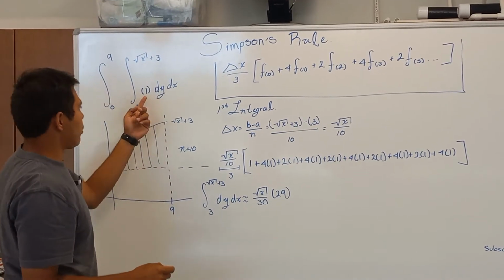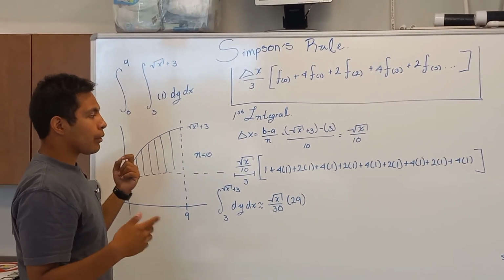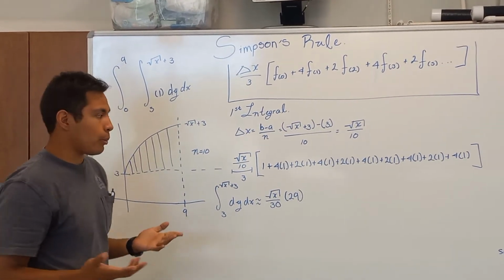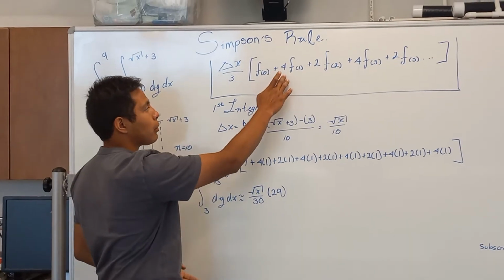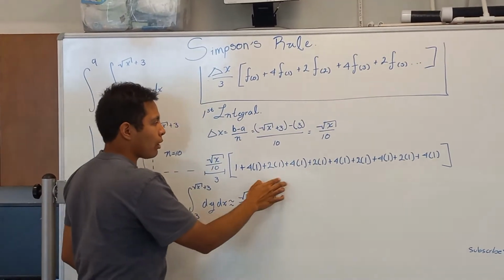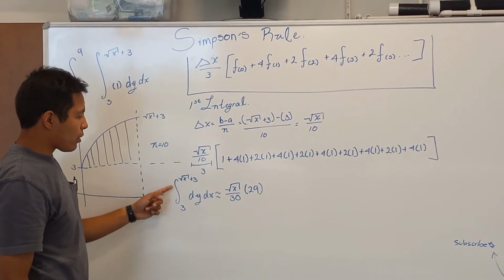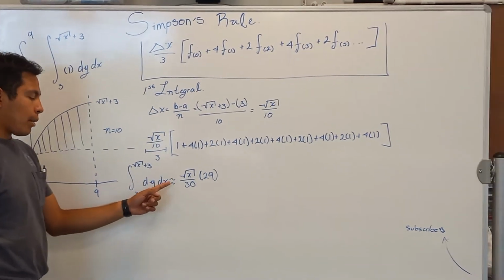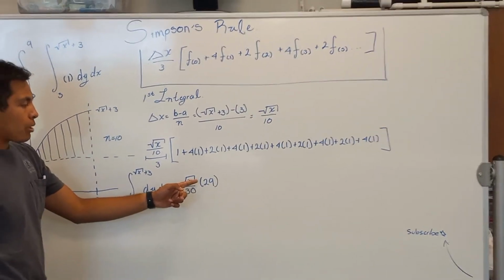As you can see, our function here is just 1. That means that we cannot evaluate it at different points because it's going to be the same output. Then the only thing that matters is that we multiply this constant by the number 1, and then we add it together. Then we get as the answer that the first integral is going to be an approximation of the square root of x over 3 multiplied by 29.